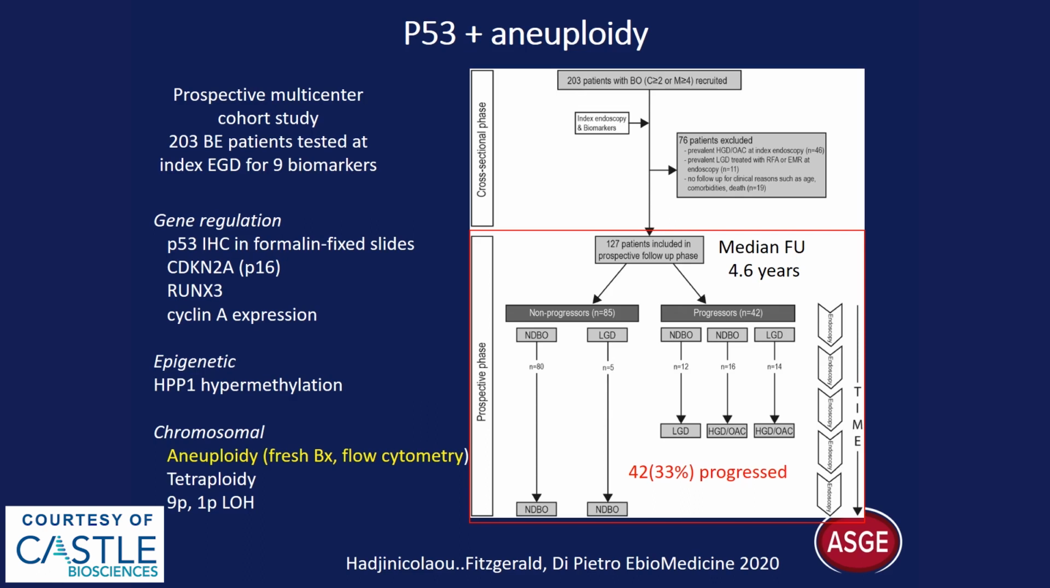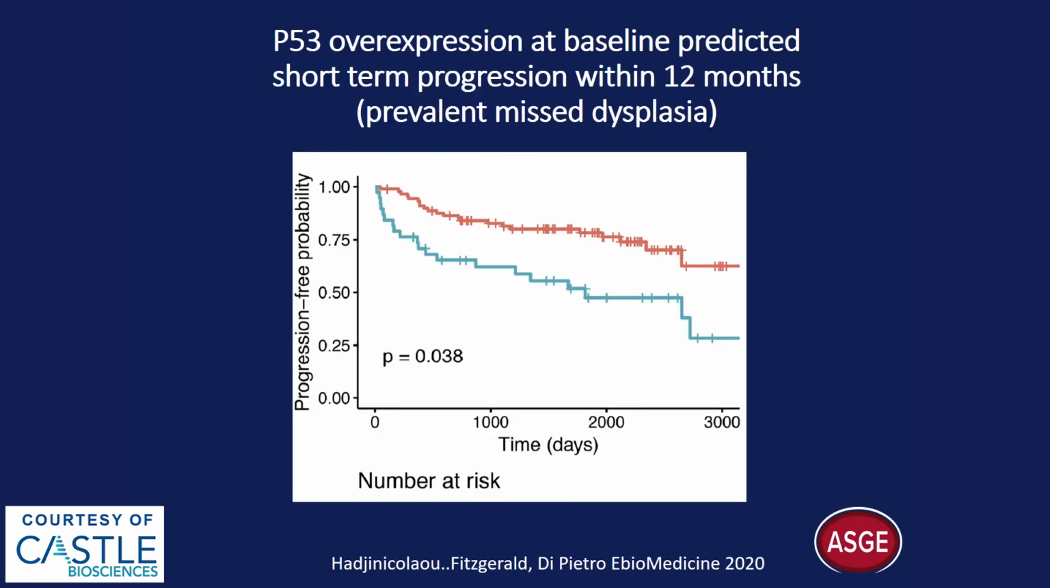And as you can see from this chart, 42 patients progressed from non-dysplastic Barrett's esophagus and low-grade dysplasia to high-grade dysplasia or cancer, approximately 33% of the total 203 patients at baseline. P53 overexpression at baseline predicted short-term progression within 12 months, or clearly was able to predict the presence of prevalent missed dysplasia.